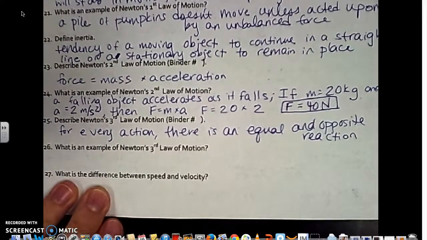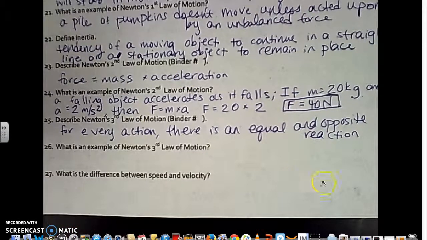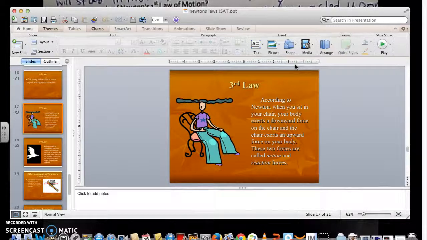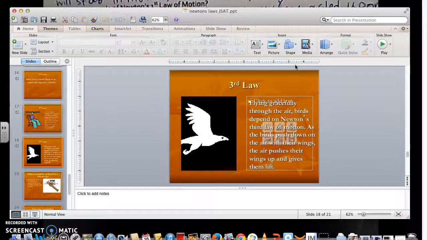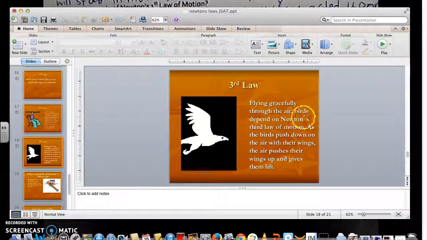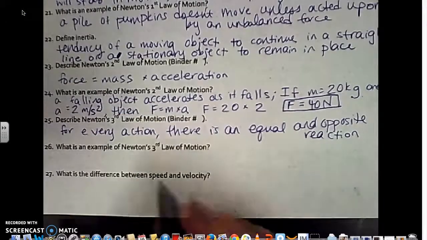Okay, what's an example of Newton's third law of motion? We see a number of examples here. For example, you sitting in the chair right now, your body is exerting a downward force, and the chair is exerting an upward force. This one right here, this bird, it's a little bit challenging to see. There we go. A bird flying gracefully through the air. The bird is pushing down on the wings and the air is pushing up. That's what gives them lift. Those are a couple of examples.